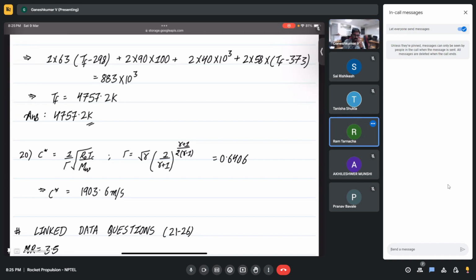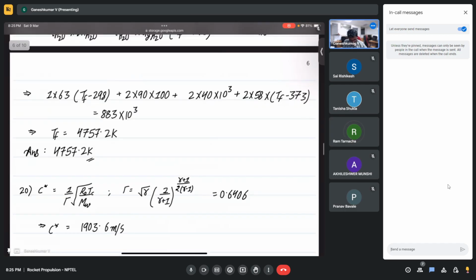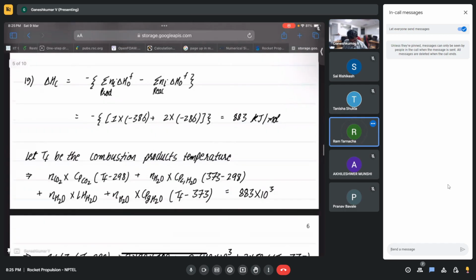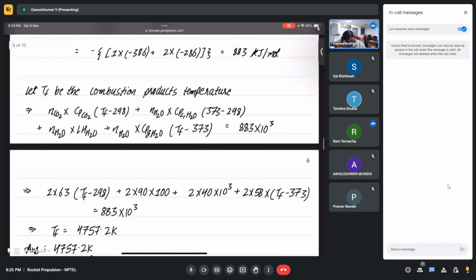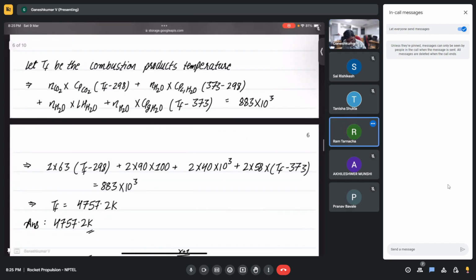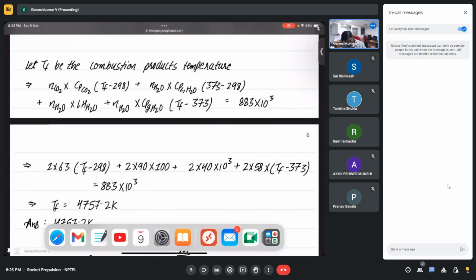Okay, that is too much actually. We can do that calculation right away here. Yeah, sure. Let me give it a try. So delta HC is right, 883 kilojoules per kilomole. That is right. Okay, so let me try from here.